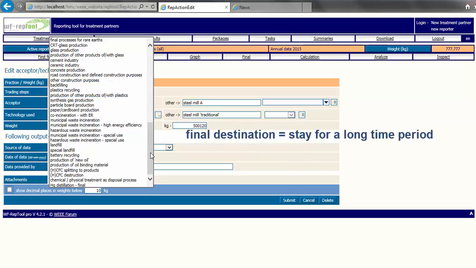Another headline for final technologies, or here more clearly final destinations, are where fractions will stay forever, or at least for a very long time period. Examples are landfilling, material for road construction, and other construction material or similar.